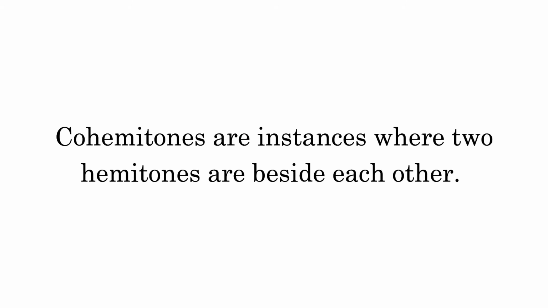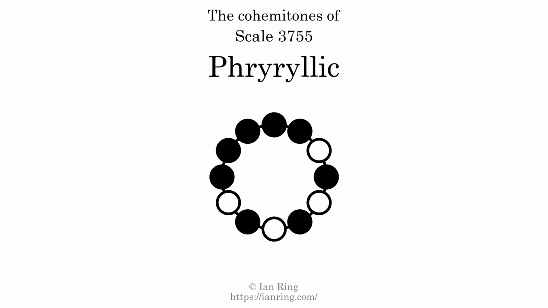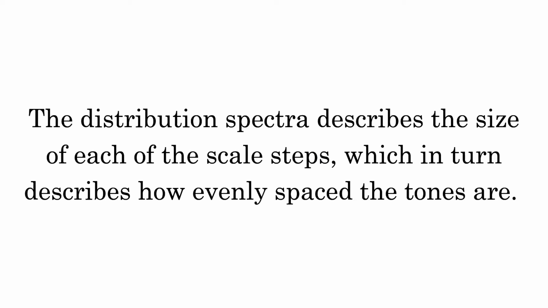Cohemitones are instances where 2 hemitones are beside each other. This scale has 3 cohemitones. They are at positions here, here, and here. The distribution spectra describes the size of each of the scale steps, which in turn describes how evenly spaced the tones are.